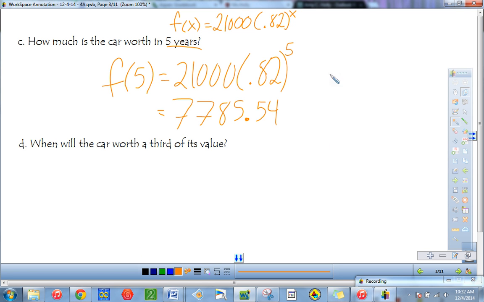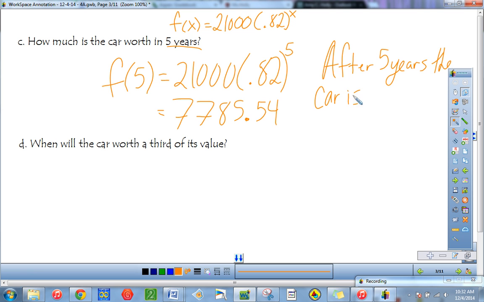After 5 years, the car is worth $7,785.54 according to Kelly Blue Book, unless you've gotten into accidents and dings and all sorts of things.